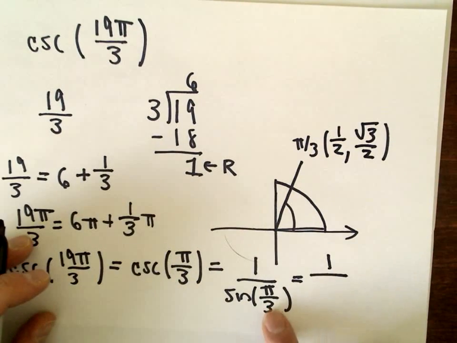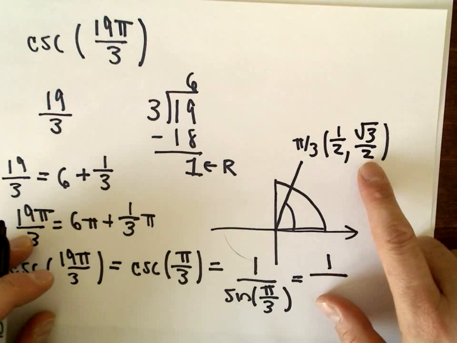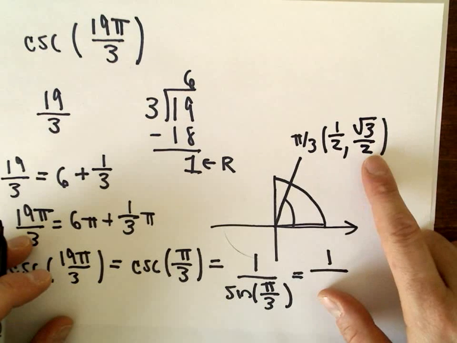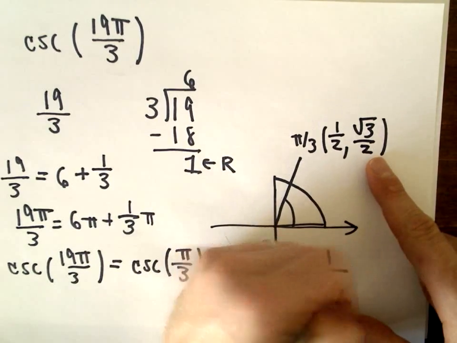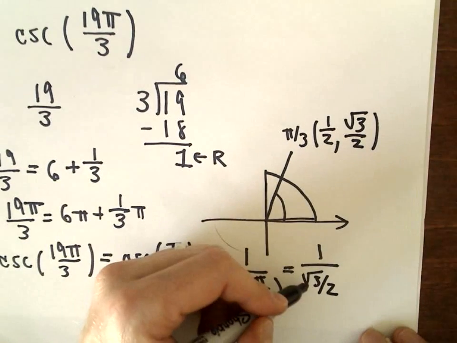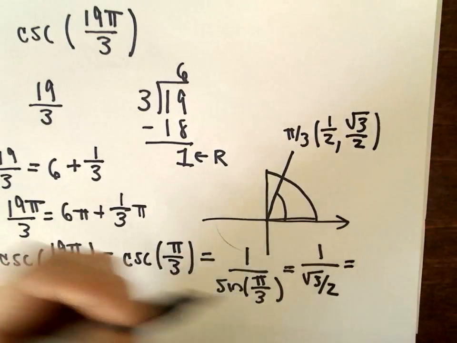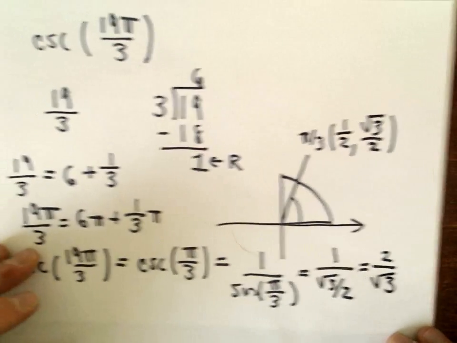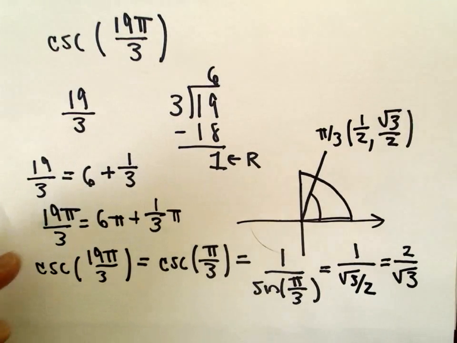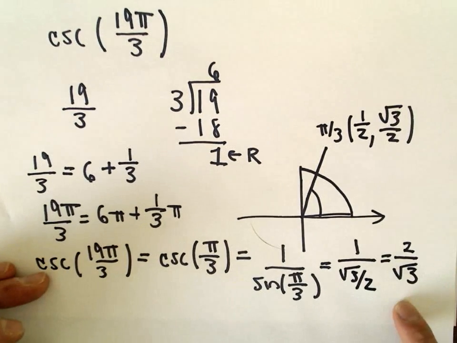Okay, so sine of pi over 3, again, sine has to do with the y-coordinate. At pi over 3, the y-coordinate is the square root of 3 over 2. If you have 1 divided by a fraction, you just flip the fraction, you're going to get 2 over the square root of 3. On a quiz or a test, personally, I would be fine with that. 2 over root 3 would be a perfectly acceptable answer.